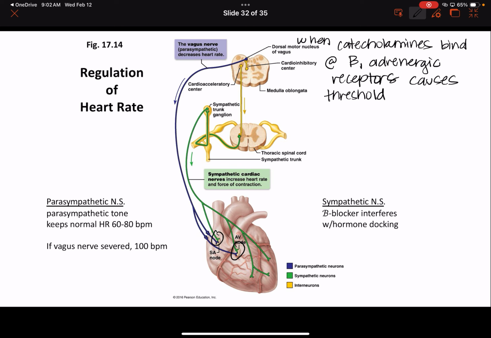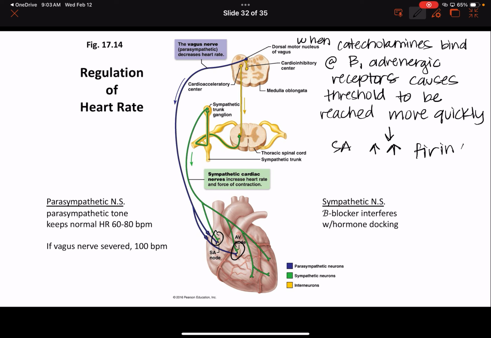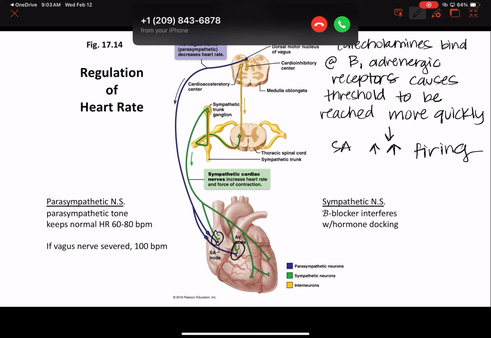So essentially what's happening is that the SA node increases its firing, and that causes an increase in heart rate. So if we were to prescribe beta blockers, this is going to decrease contractility.